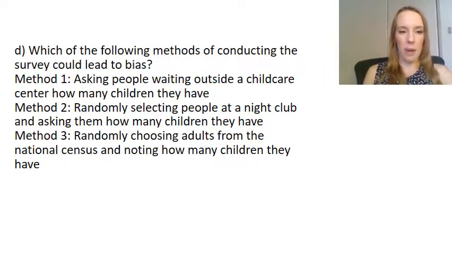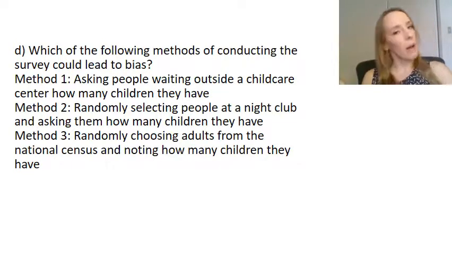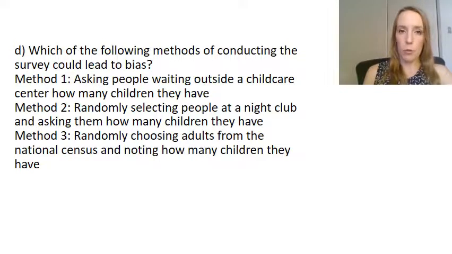The last one, randomly choosing adults from the national census and noting how many children they have. This would be the way to do it, because this will be unbiased. Remember, a census surveys an entire population, so you would have every single person in Australia, all their data. You'd randomly choose people from that data, just picking numbers, and then note down how many children they have, using our tally method maybe. That wouldn't have any bias, because if you're randomly picking them from the entire population, there shouldn't be any bias at all.